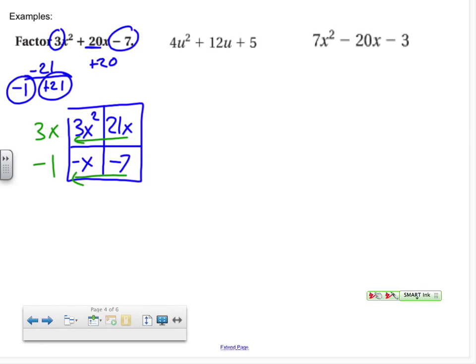Now we're going to look up. 3x squared and negative x, the only thing they have in common is x. Then going up this way, 21x and negative 7, they have 7 in common. So our factored form here is x plus 7, our width, times our height, 3x minus 1.